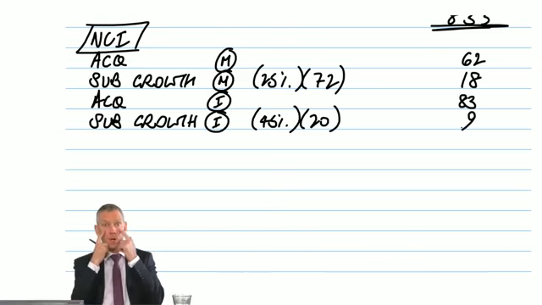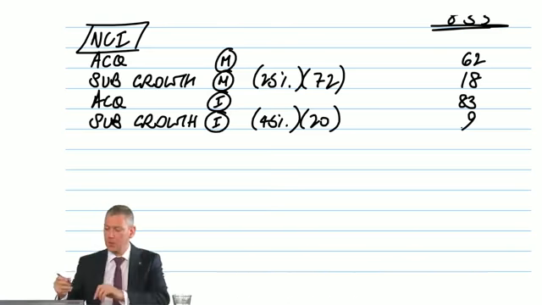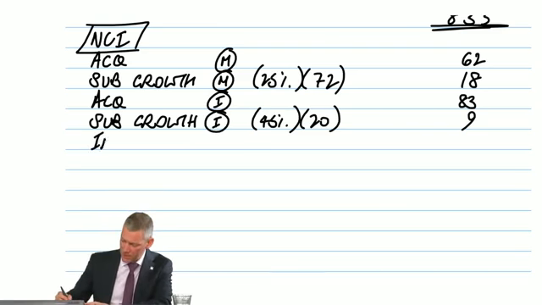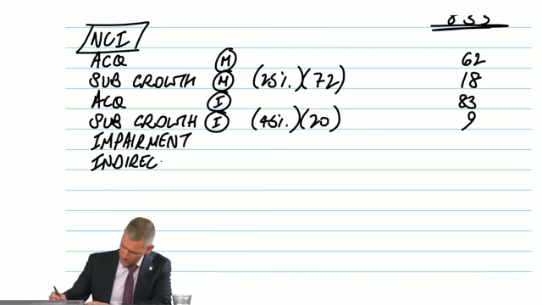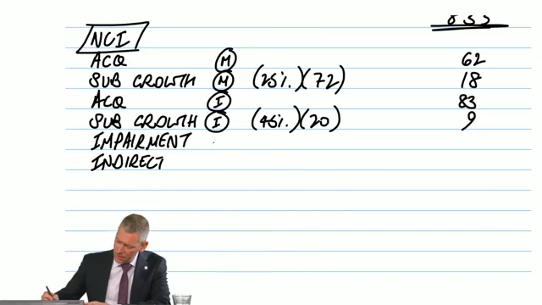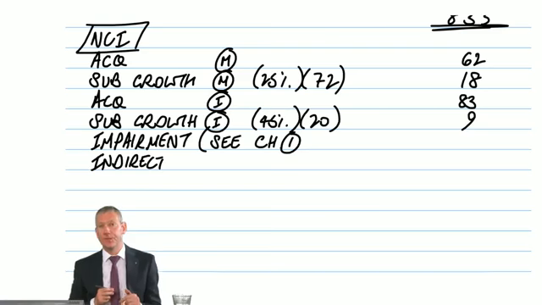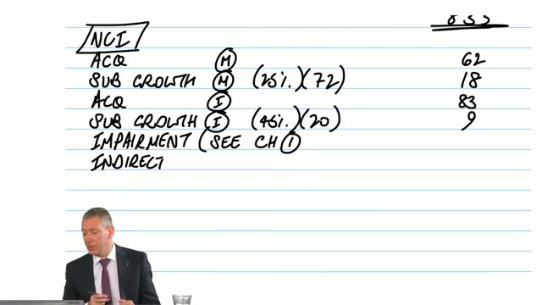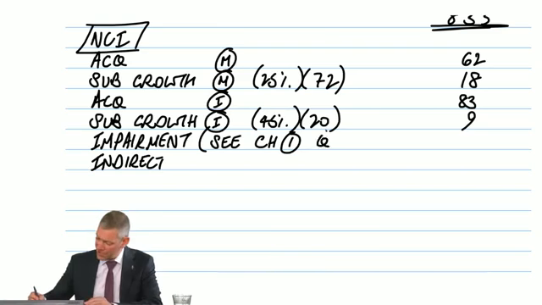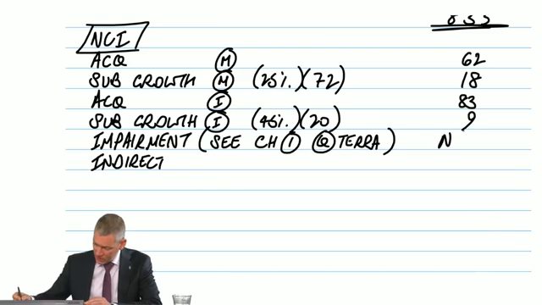And then you have the two I's at the bottom of NCI: the impairment adjustment and the indirect adjustment. The impairment, we see in chapter 1 and the fabulous question we did together in the afternoon last time we were together. That question, terror. And it's not applicable here.